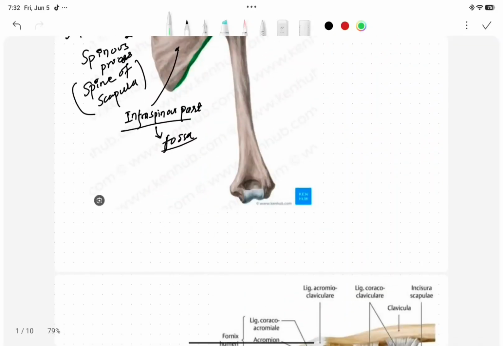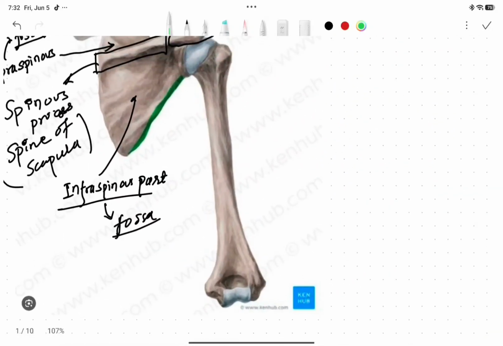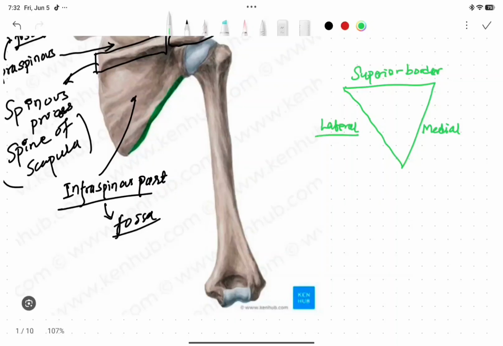So the scapula is triangular in shape. This is a general representation of the scapula. It is like a triangle, and a triangle has three sides. So this is the superior border of the scapula, this is the medial border, and this is the lateral border. Okay. So there are three sides and three angles.